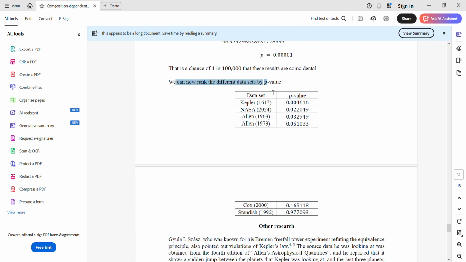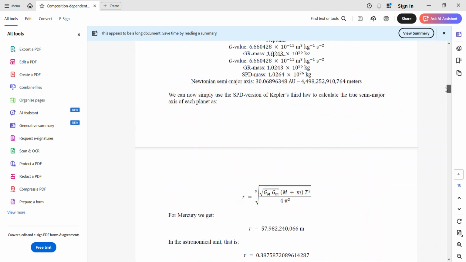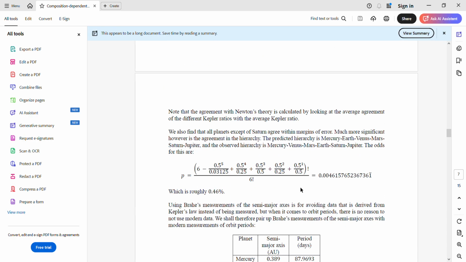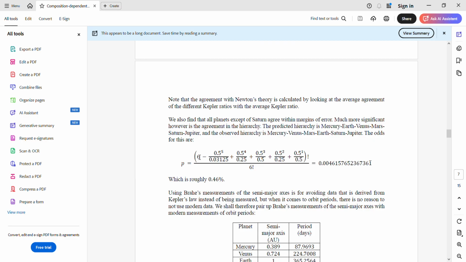So we can rate the data here. When you judge by the hierarchy, not by how well the graph agrees, Kepler's original data, where is it here? That's a huge discrepancy for Mercury and for Saturn. But in the hierarchy, it's pretty good. It's almost perfect. Yeah, that's how you calculate the odds.